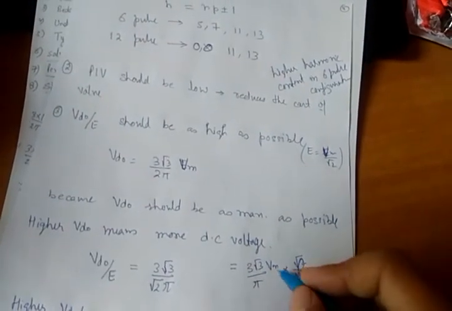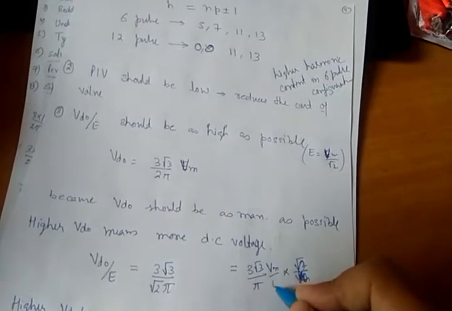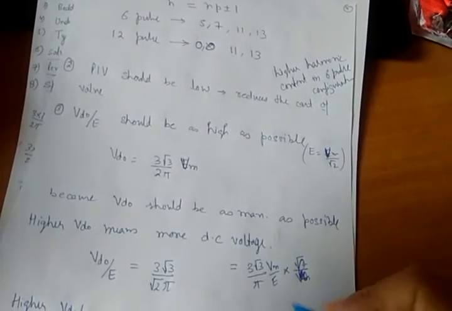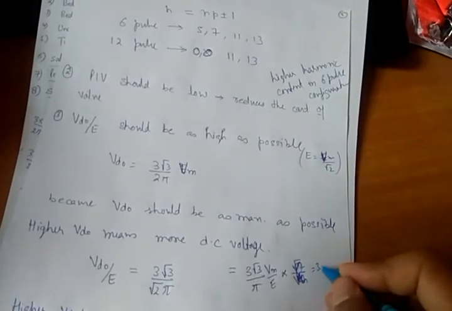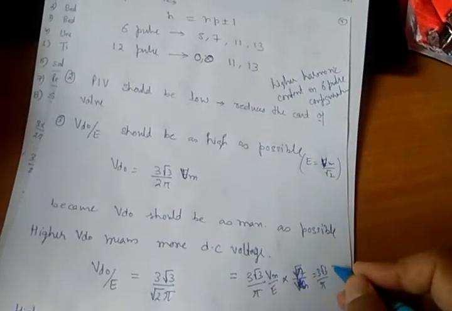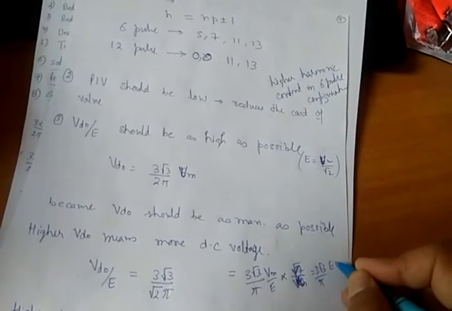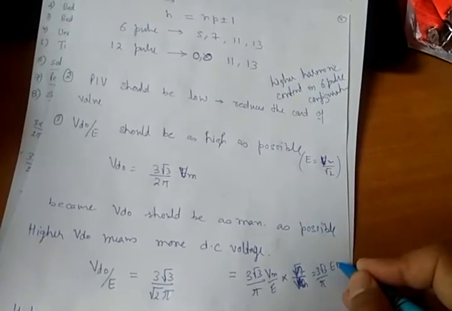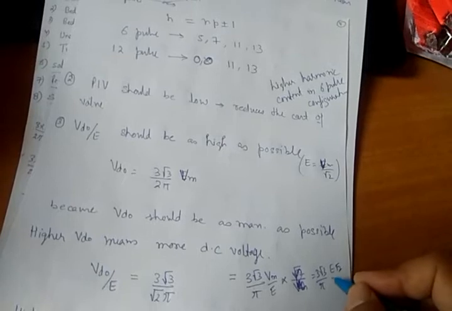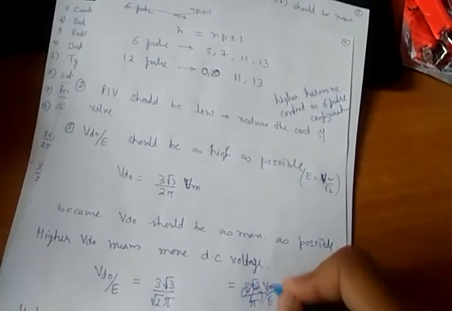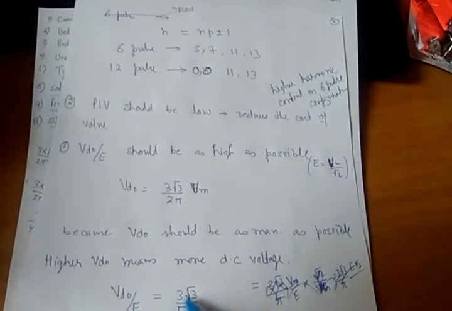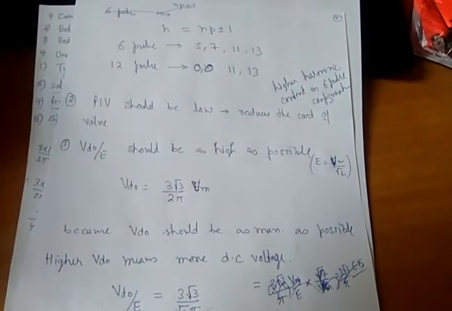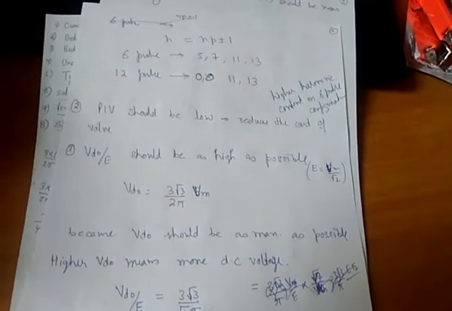So Vm is nothing but Vm by E. What is Vm? Vm is E root 2. So I will substitute, instead of Vm, 3 root 3 upon pi. Vm is nothing but E into root 2. Sorry, there is a confusion. So VD0 by E is equal to 3 root 3 divided by root 2 root 2 pi.